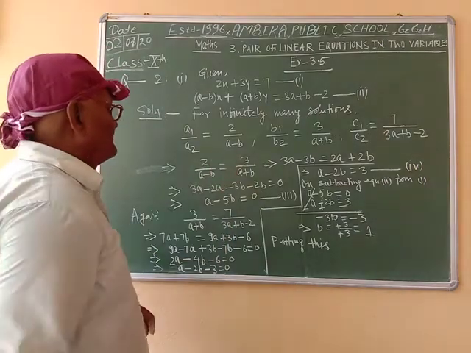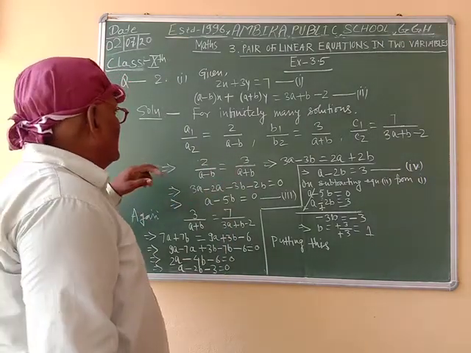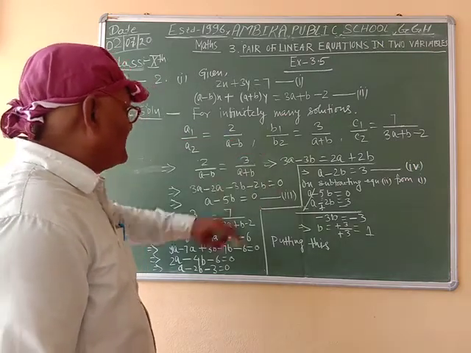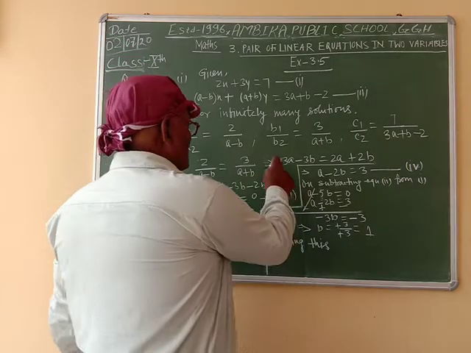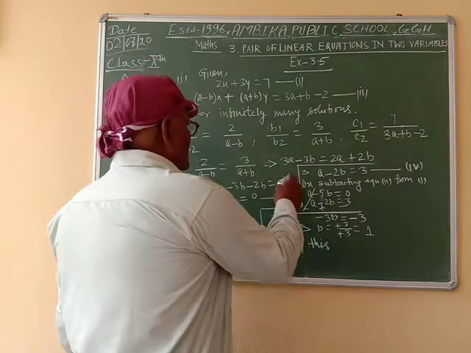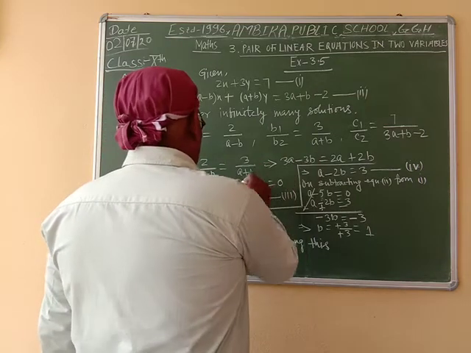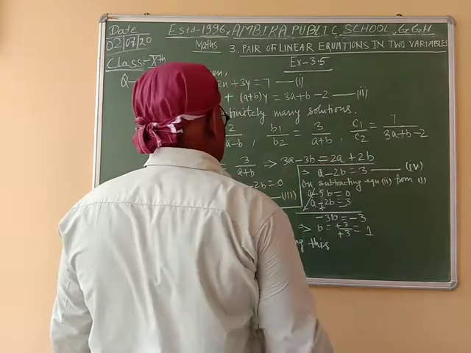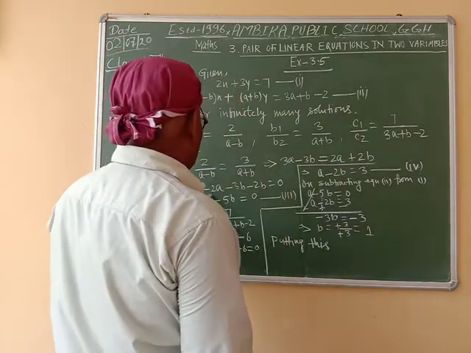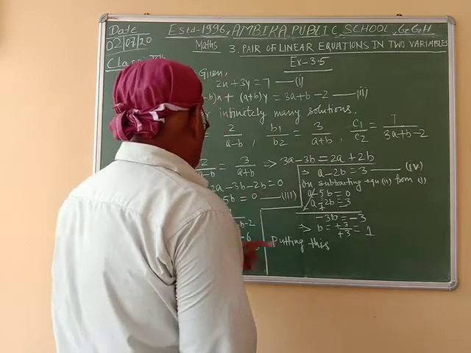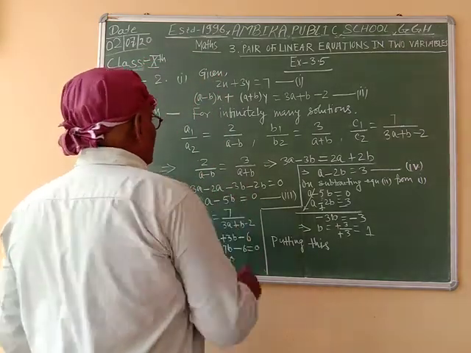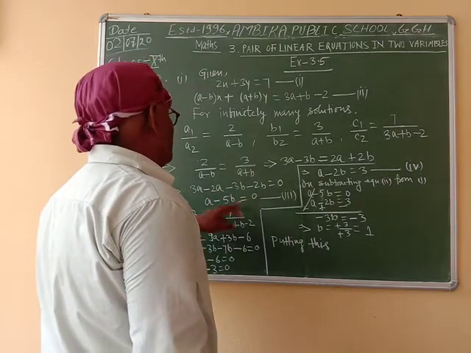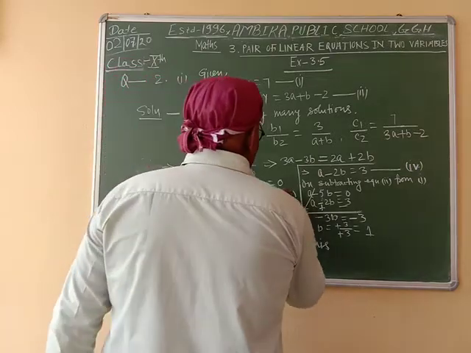Taking two ratios, because all are equal, 2 by a minus b is equal to 3 by a plus b. By cross multiplication we can write 3a minus 3b is equal to 2a plus 2b, and taking side change, 3a minus 2a minus 3b minus 2b is equal to 0, or a minus 5b is equal to 0. We suppose it is equation number 3.